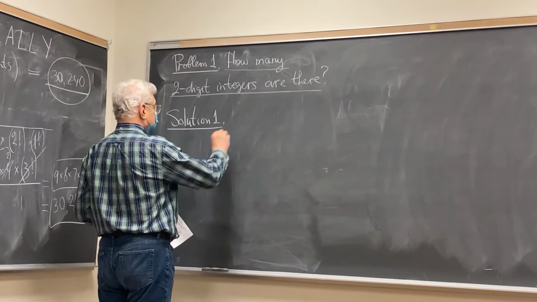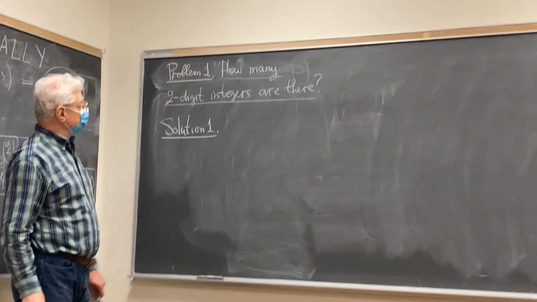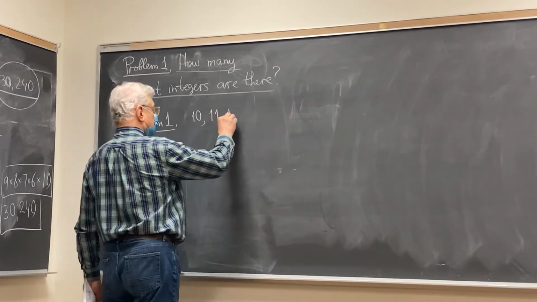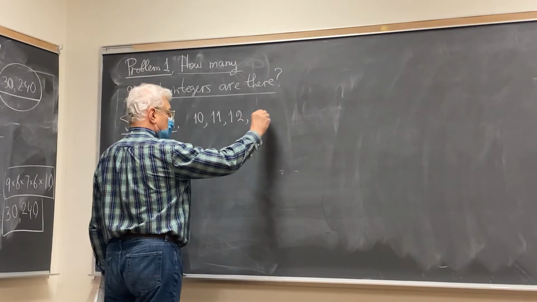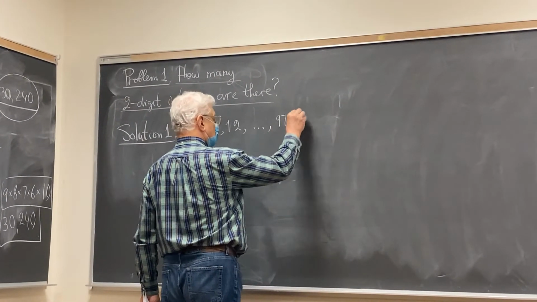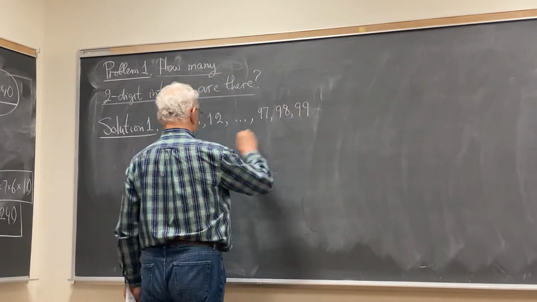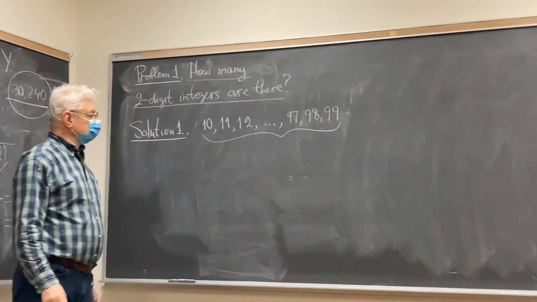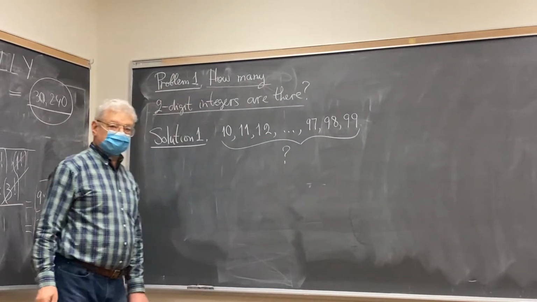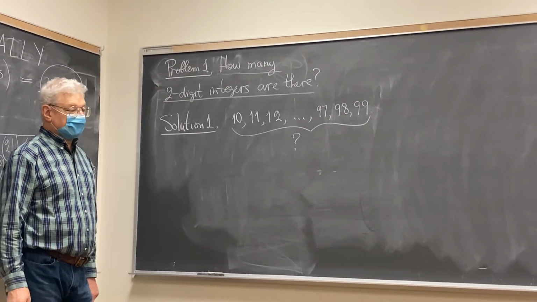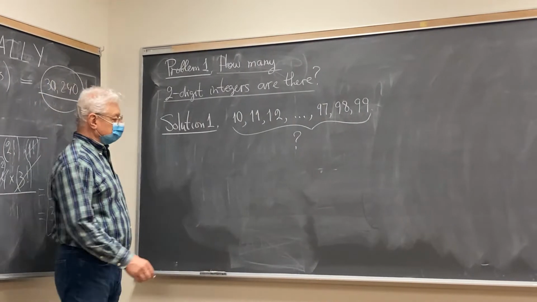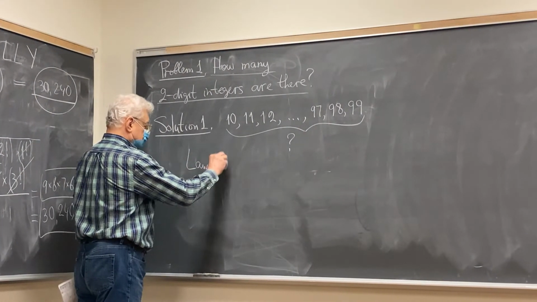Solution 1. So let's write all the two-digit integers. The smallest is 10, next is 11, 12, 13, 14, and so on. Then 20, 21, 30, 31, and finally 97, 98, and 99. So all the two-digit numbers are written here. How many of them? This question you have to solve based on the first part of the class, using the law plus minus 1.